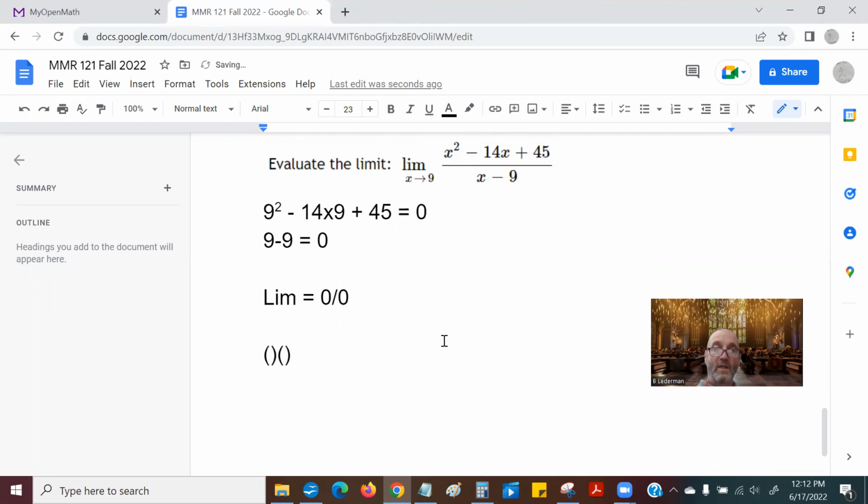I want two numbers that have an x here and an x there. I have a plus 45, and a minus 14 out there. That means these are both going to be negative numbers because they're going to add up to a negative 14 and multiply to a positive 45. And lo and behold, it's going to be 9 and 5. Because negative 9 times negative 5 is positive 45, and negative 9 plus negative 5 is negative 14. And I'm dividing this whole thing by x minus 9.